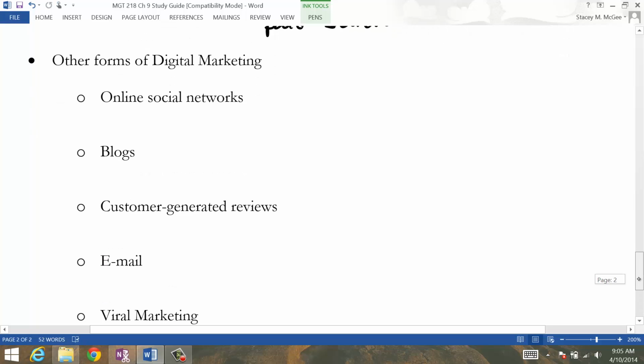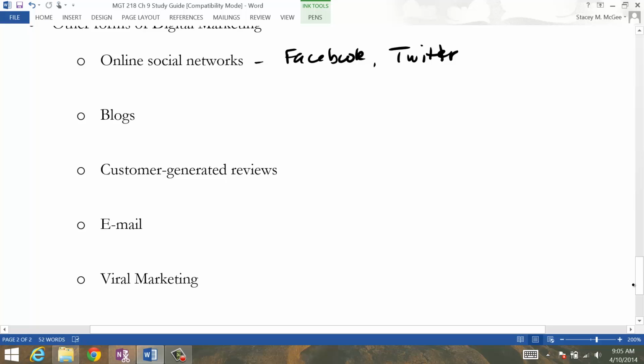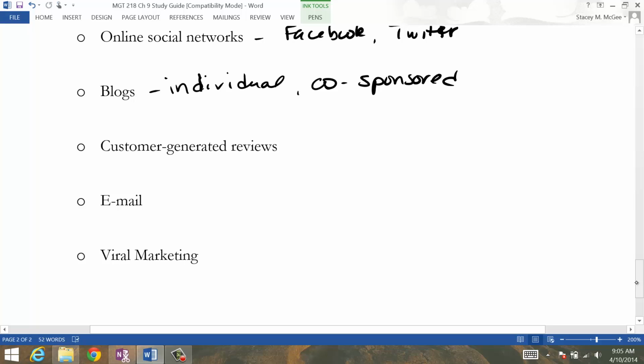And then just some other forms of digital marketing. You can do online social networks like Facebook, Twitter. Having a presence on those is a fairly inexpensive way to get your name out there and build the brand. Blogs. You can have individuals who have blogs, and you can have company-sponsored blogs. You can advertise on people's blogs. If you've got a very popular blogger, advertising on their website helps you. It lends some credibility to your advertisement as well, because they feel like if this blogger is well thought of, and you're advertising on their site, it kind of lends you some credibility, so that's good.